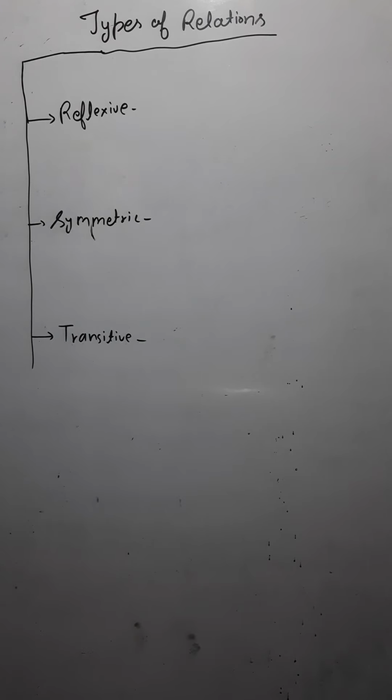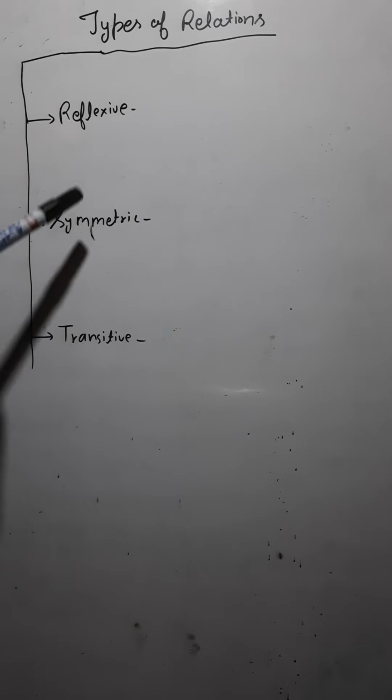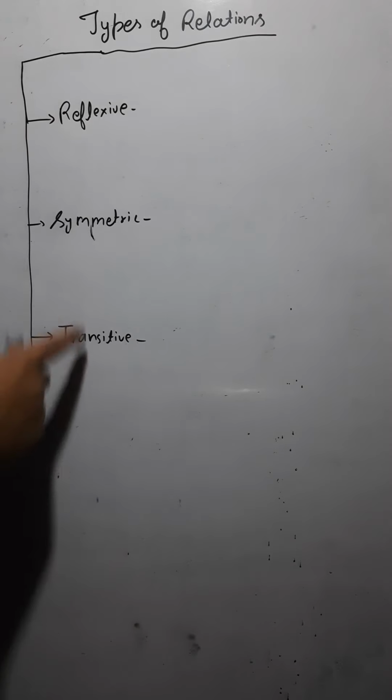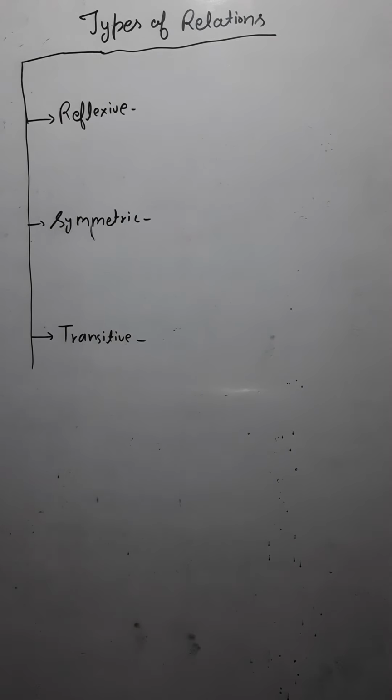Hello dear students, today we move ahead in this first chapter of class 12th mathematics, that is relations and functions. Today we are going to discuss the types of relation. In the previous video we discussed relations, and today we discuss the types of relations. We have three types of relations: reflexive, symmetric and transitive. So relations can be divided into three categories: reflexive relation, symmetric relation and transitive relation.